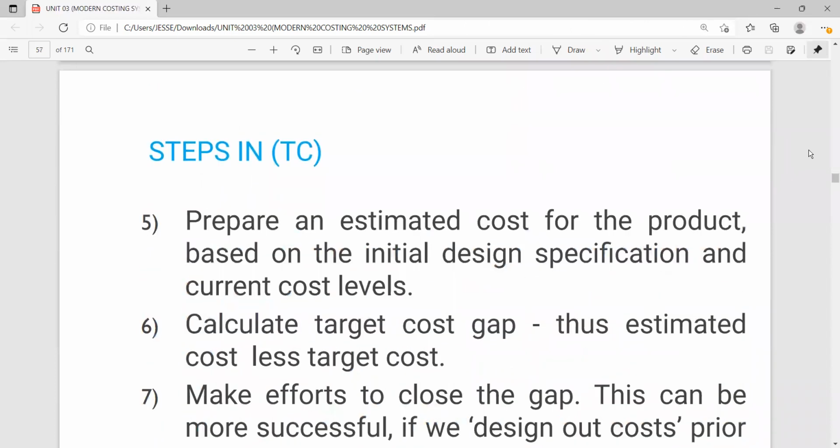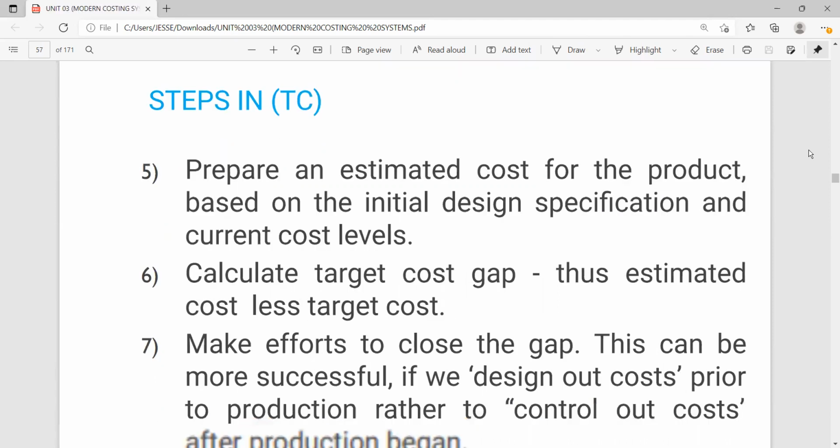Number five, you prepare an estimated cost for the product based on initial design specification and current cost levels. So after you have the target costs, you can go ahead and prepare a design for the product based on the costs, right? So the design would be based on the costs. So you can prepare an estimated cost of the product based on the initial design specification and current cost levels.